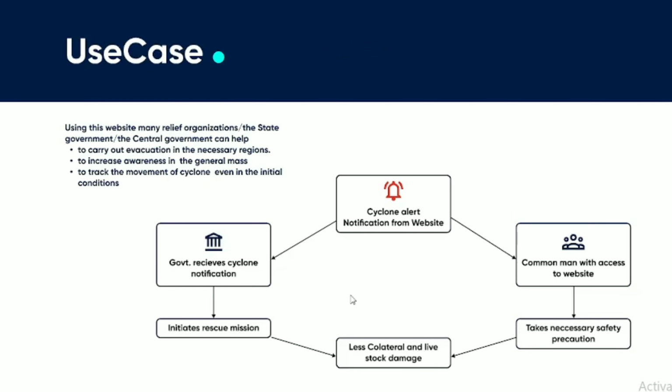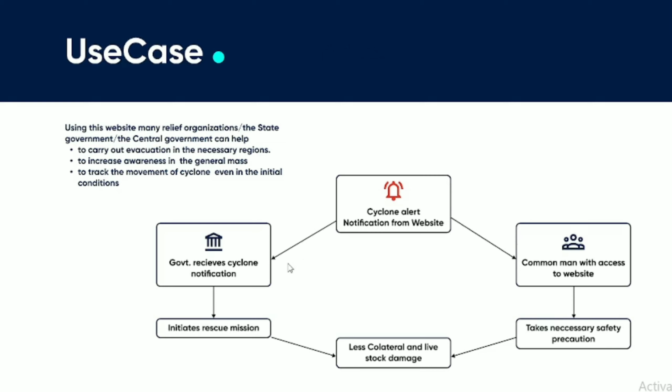Talking about the use case, this can be used by any organization, by the state government or the central government. First of all, the organizations will receive an alert notification from the website that there is a threat, and they will receive it in the initial condition. So the last minute rush could be avoided, because this method can predict the intensity even when the cyclone is in its initial condition.